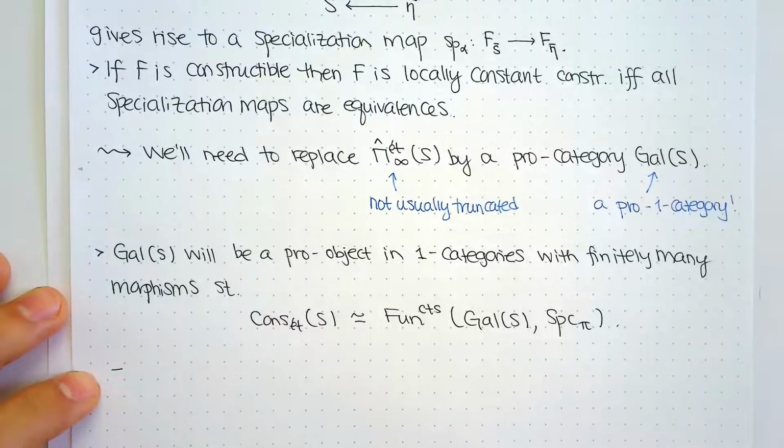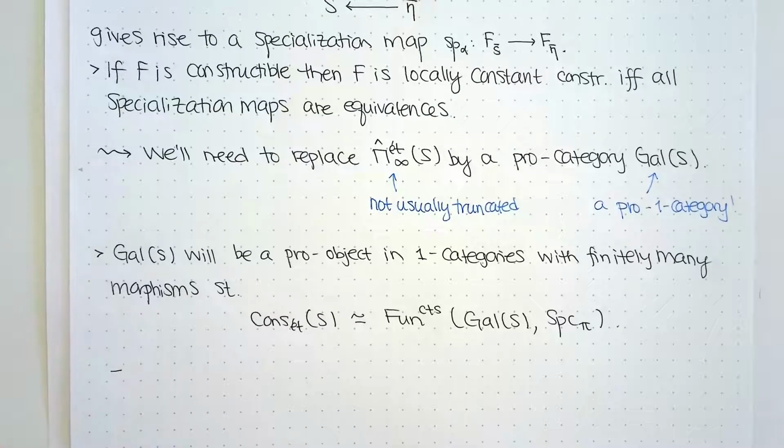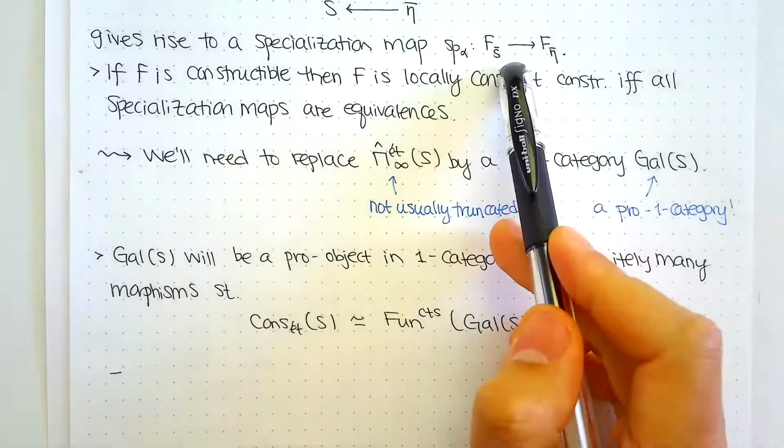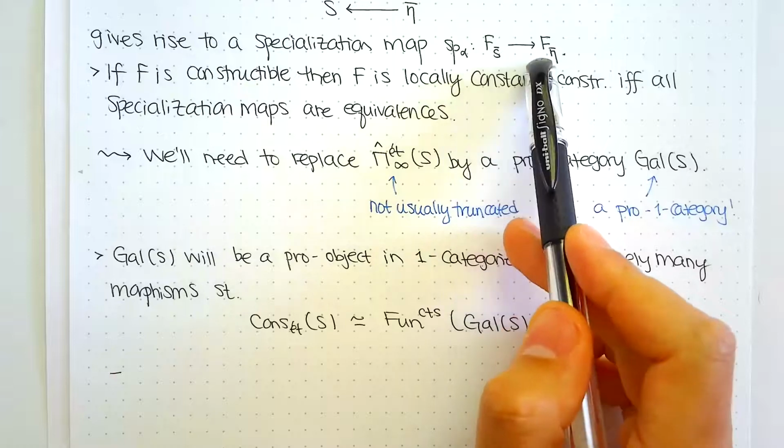Hey, there is a question. Could you please repeat: why do you need to replace the étale homotopy type with the pro category? To classify constructible sheaves? Yeah. If you want to classify constructible sheaves, basically the reason is because these specialization maps are not going to be equivalences.